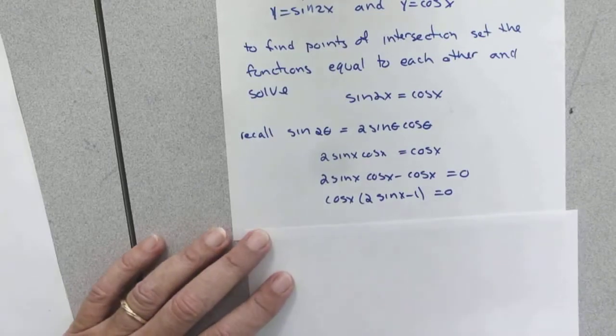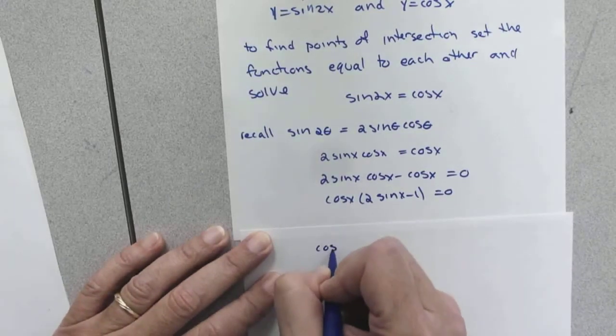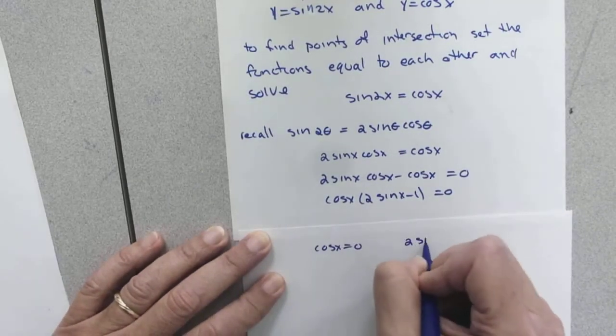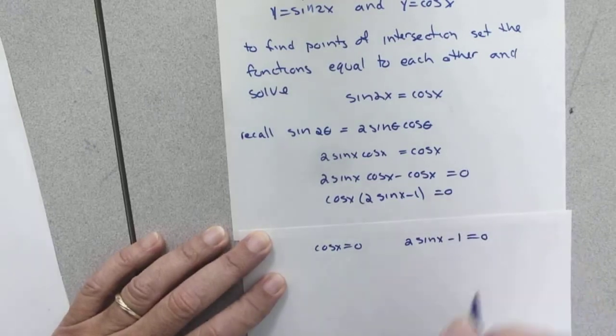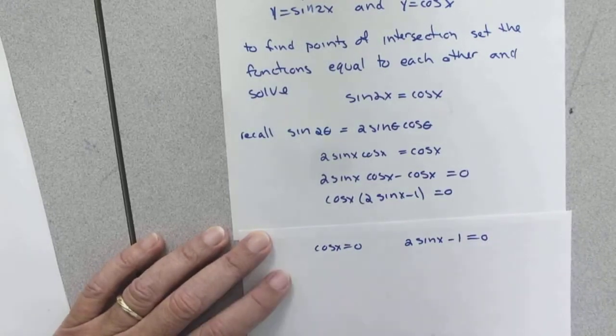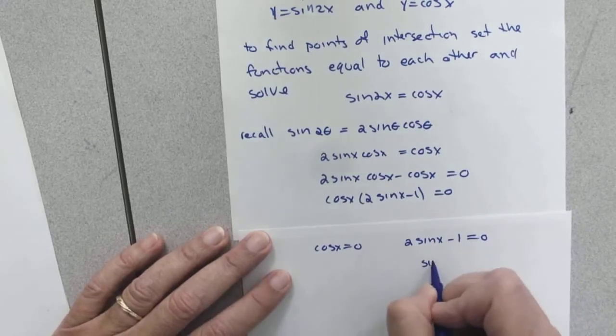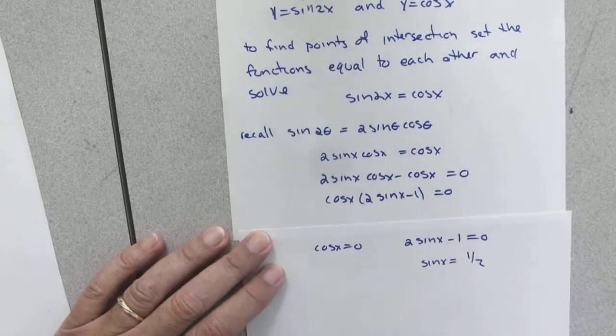So I can split that up. That's cosine x equals 0, and then this side over here is 2 sine x minus 1 equals 0, which gives me sine x equals 1/2.